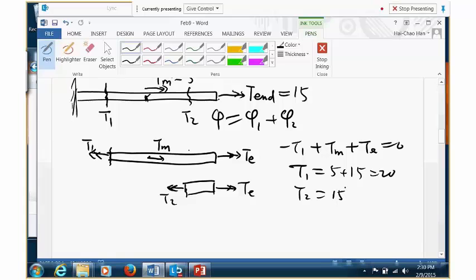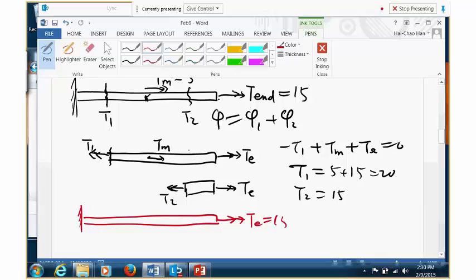Now I want to change the problem a little bit. So we have this situation. Again, I use the red one. So if I have this same bar here, okay, so this part is still 15. T end equals 15. But this part, the load, someone applying load this way. So the Tm equals 5 this way. Okay, now what's the T1 here? What's the T2 here?